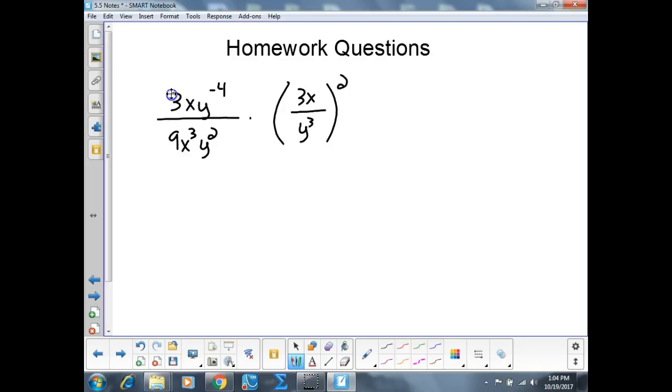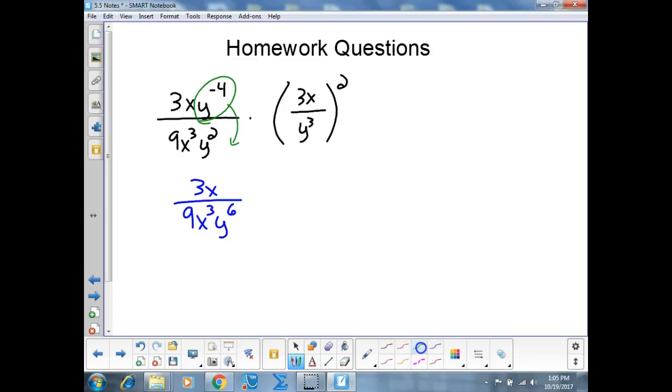So, first fraction. What needs to move? This needs to go down, right? Rube, you paying attention? Okay, because it sounds like you're carrying on your own conversation back there. Okay, so that becomes 3x over 9x cubed y to the 6th power. Yes? Okay, now I could simplify the 9 and the 3, but I'm going to tap the brakes on that one. Okay?